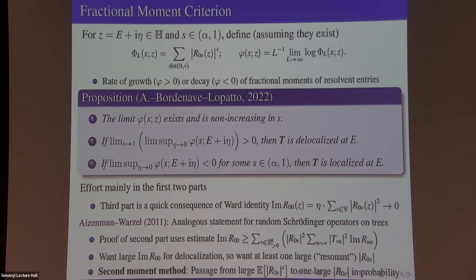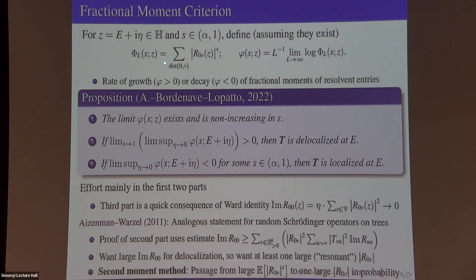So if I have at least one large R0V, then you can imagine getting some lower bound of this quantity. If you want the imaginary part of R to be large, maybe I want one of these off-diagonal entries to be large. So you want to find one large, or what they call a resonant, off-diagonal entry of the resolvent. And a point I want to make is that all I know from this quantity is about the moments. Unfortunately, I forgot to write a very important expectation here, but you should keep that in mind.